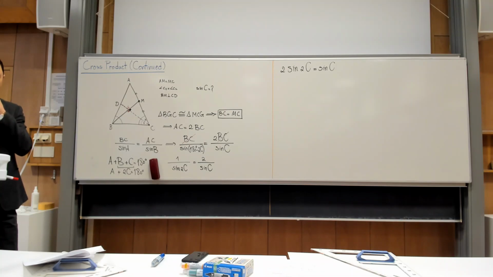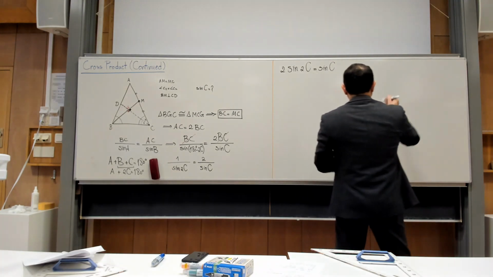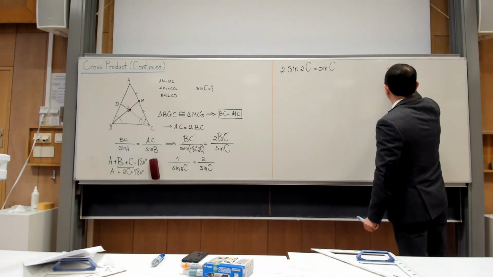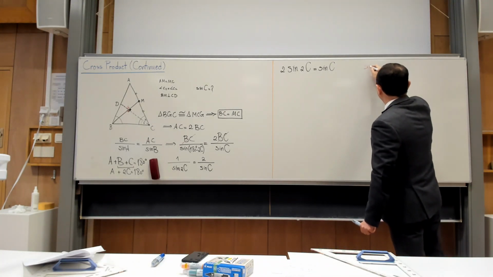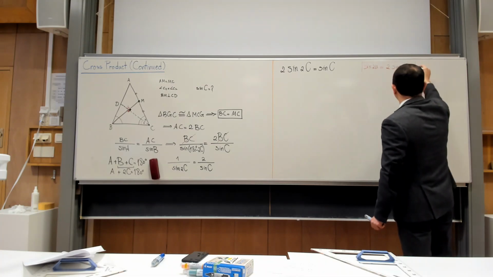Yes? Use a double angle formula. Double angle formula, and hopefully you remember. So what is the double? Sine of 2u is equal to 2 times sine u cosine u. Yes? This is the formula we had in Math 4.